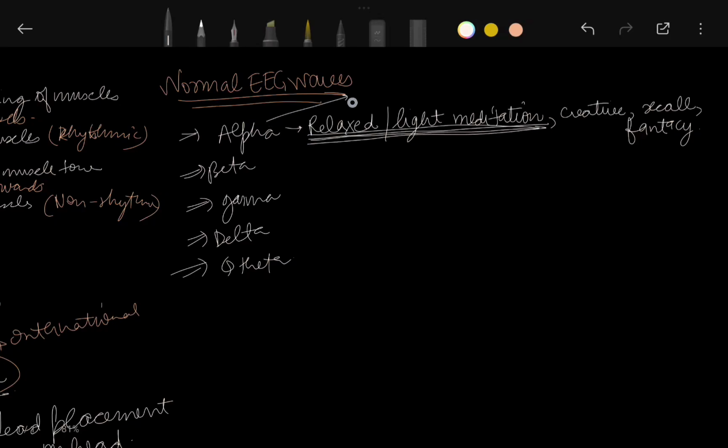Now, what is the range of frequency? 7.5 hertz to 12 hertz. 7.5 to 12 hertz is the recorded range.